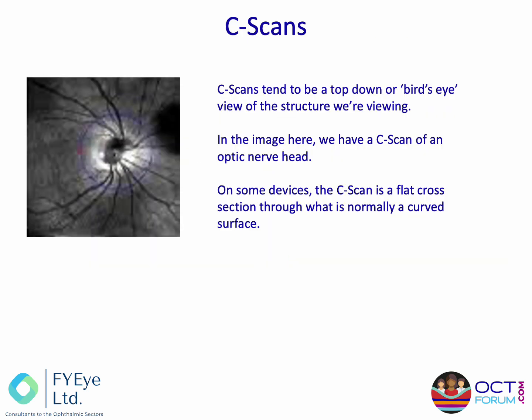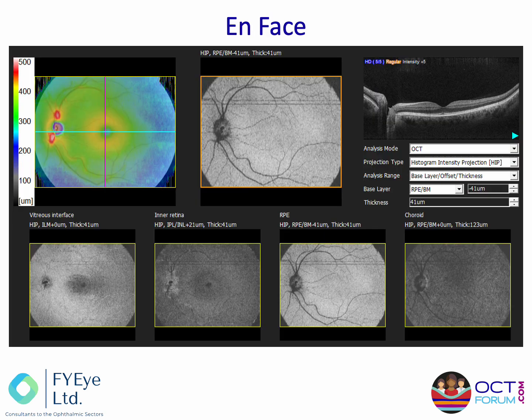C-scans tend to be a top-down or bird's eye view of the structure we're viewing. In the image here, we have a C-scan of an optic nerve head. On some devices, the C-scan is a flat cross-section through what is normally a curved surface. With an en-face scan, usually the curved nature of the surfaces is taken into account. The advantage of en-face is that we can look at different layers through a structure.